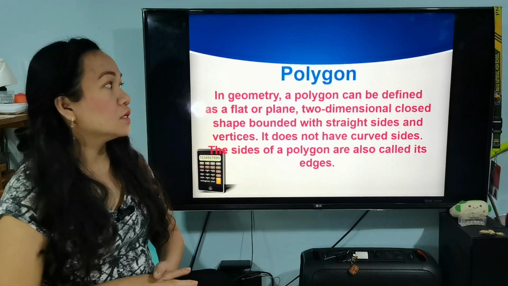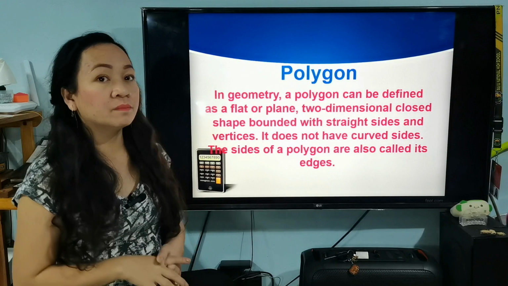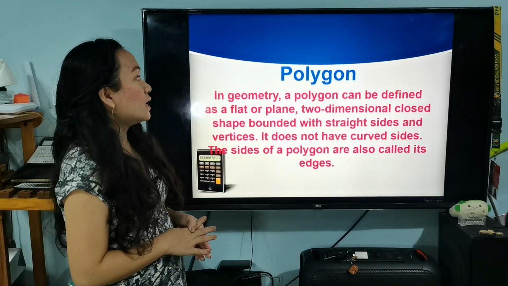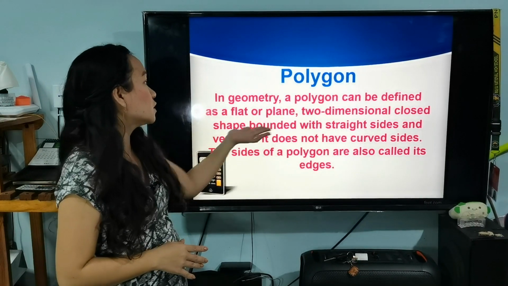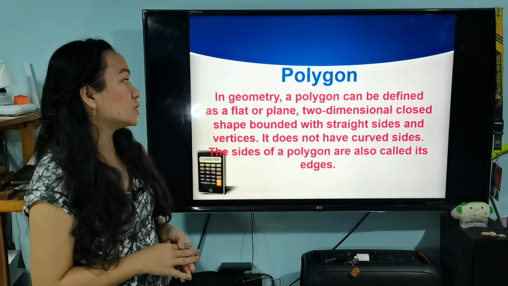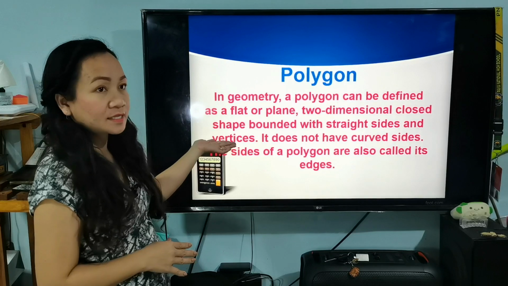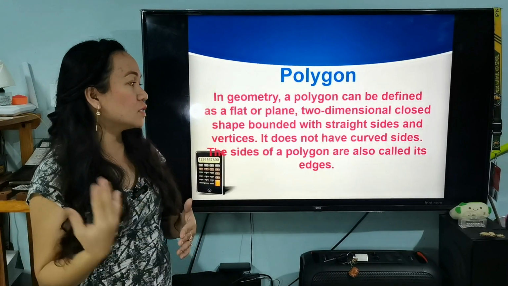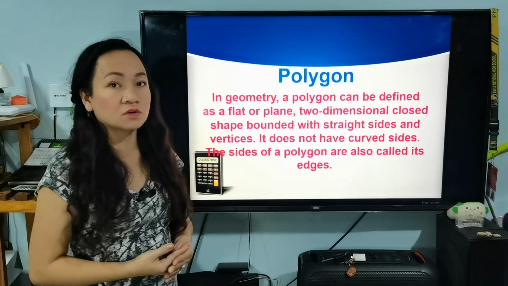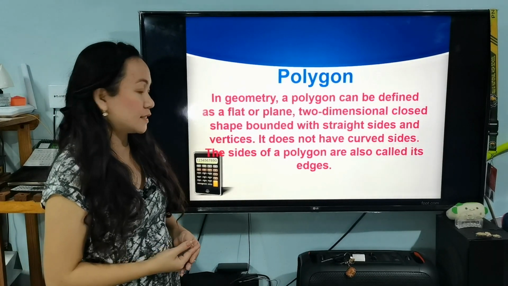Okay, next. We define the word polygon as a flat or plane, two-dimensional closed shape bounded with straight sides and vertices. It does not have curved lines, and the sides of these polygons are also called its edges.